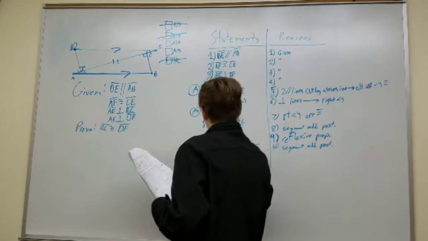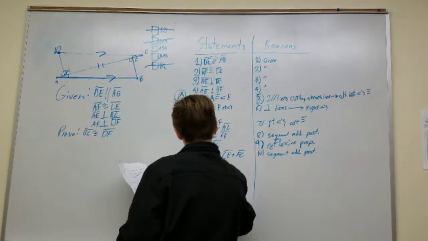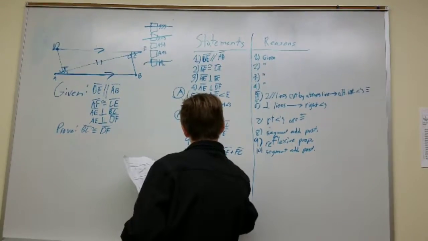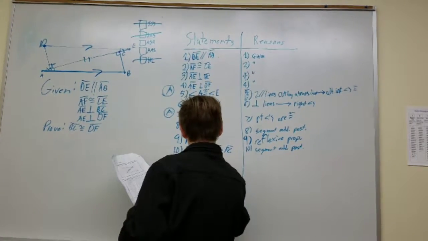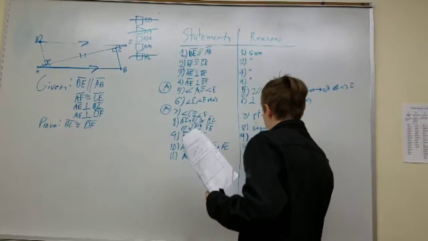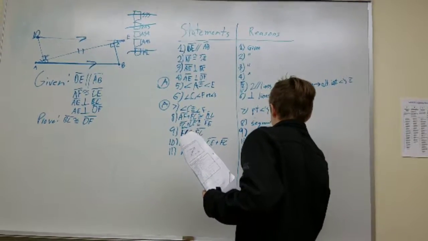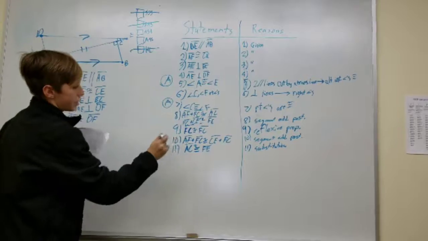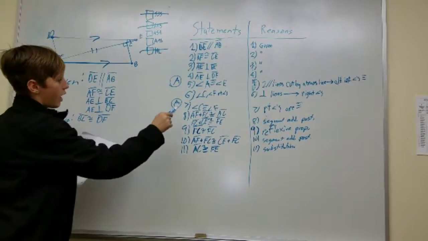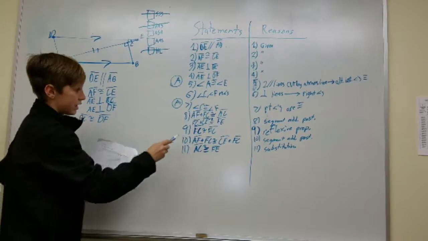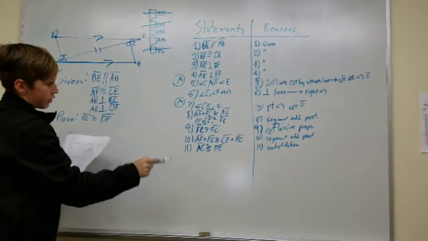Now we're going to go down into step number 11, which is going to tell us that AC is congruent to FE. And this is through substitution. And the reason is, if we know that AF plus FC is congruent to CE plus FC, and we know that AF plus FC is congruent to AC, and FC plus CE is congruent to FE, then we know that AC is congruent to FE.